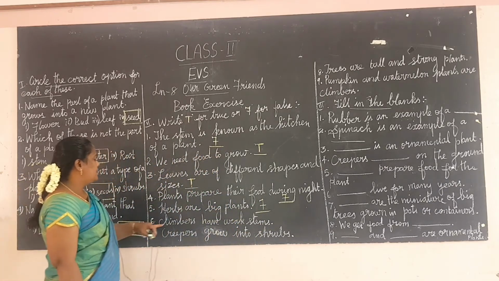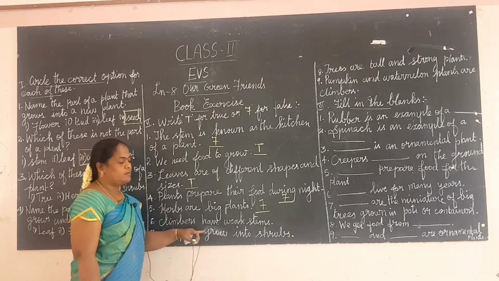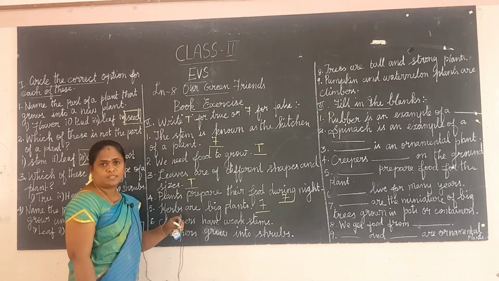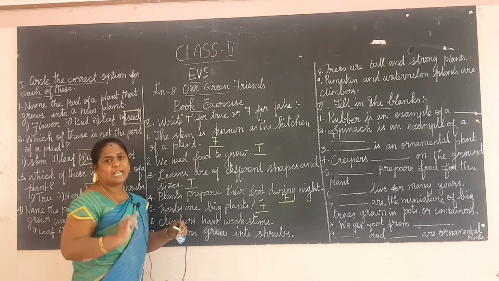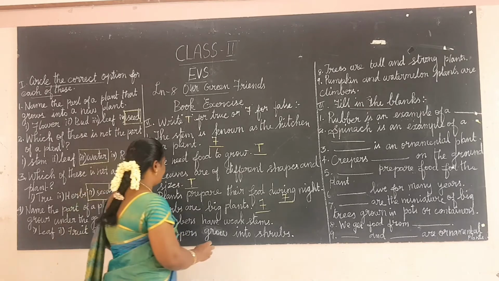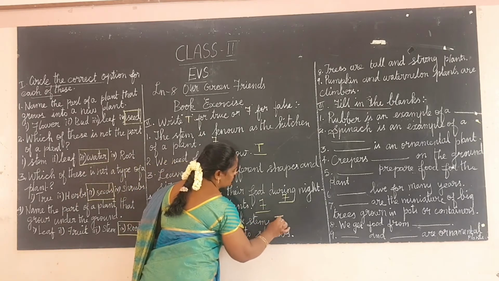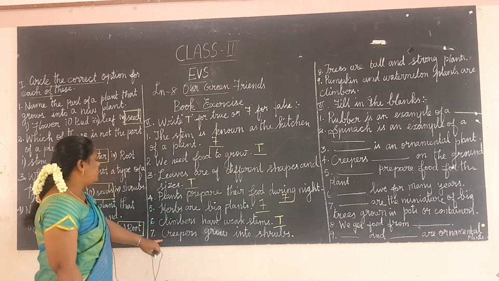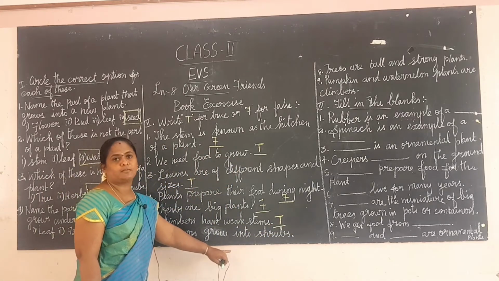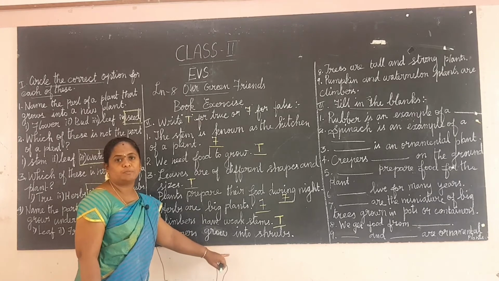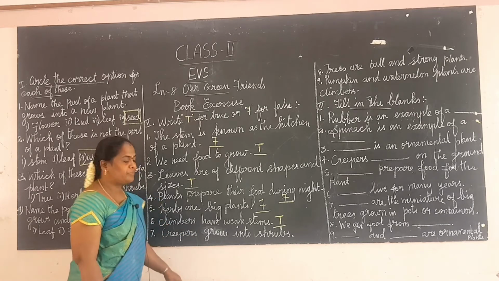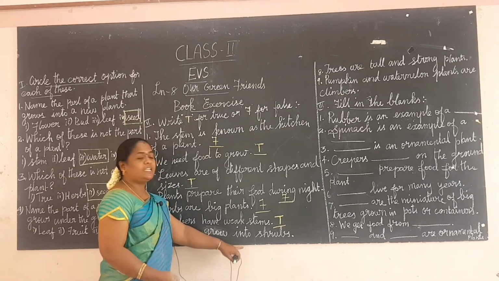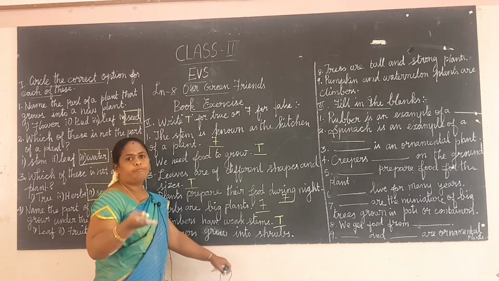Next question. Climbers have weak stems. So this is true or false? Yes, this is true. Climbers and creepers have weak stems. Okay. So this statement is true. And the next one is creepers grow into shrubs. So this statement is true or false? Creepers creep on the ground. Here given shrubs. So this is false.